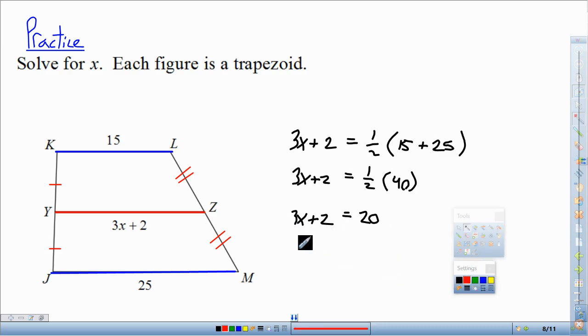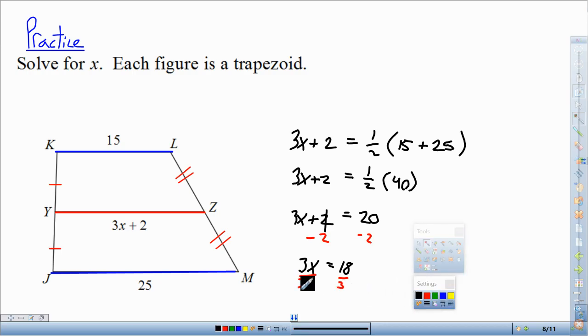Okay, now I'm going to go ahead and solve here. So first, we'll subtract 2 from both sides. 3x equals 18. Divide both sides by 3. 3 goes into 18 6 times, so x equals 6.